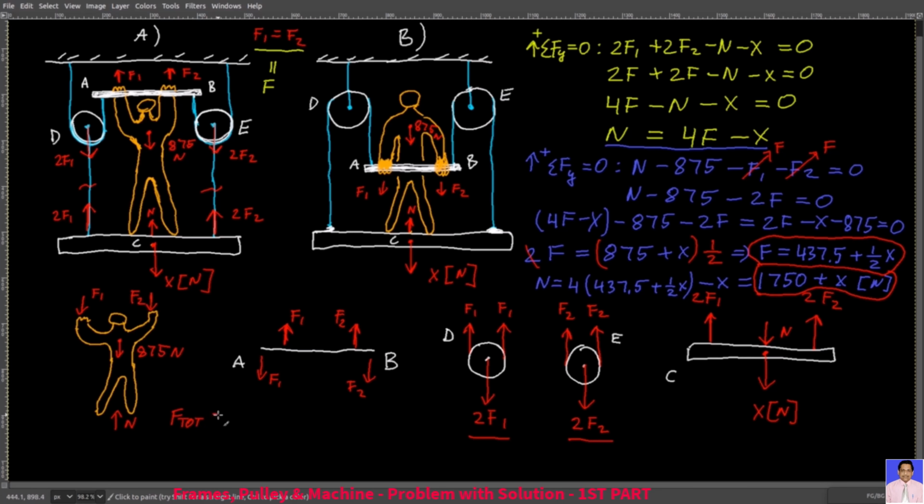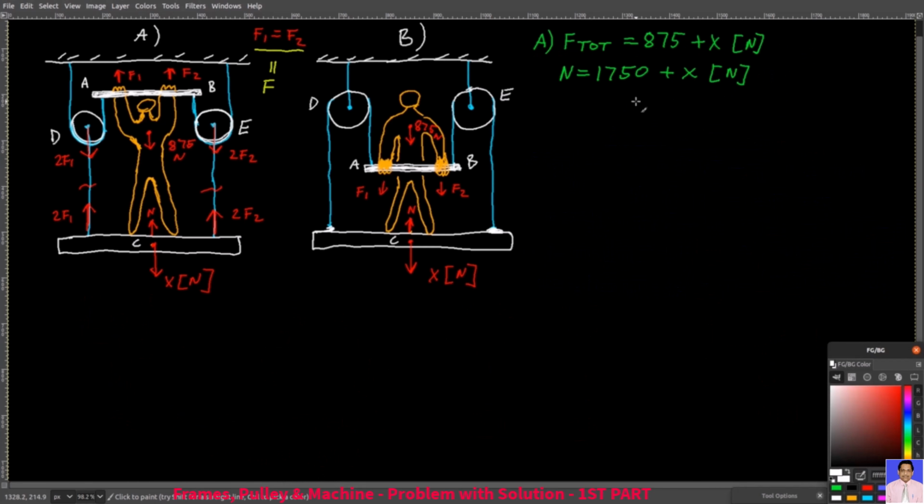F total equals 2 times F, or 2 times all this, which is 875 plus X newtons. Welcome back. So we have found the total force upwards applied by the guy and the normal force that the platform C applies to the guy for case A. But what about case B? Well, while the configuration is different, the way you approach the problem is the same.